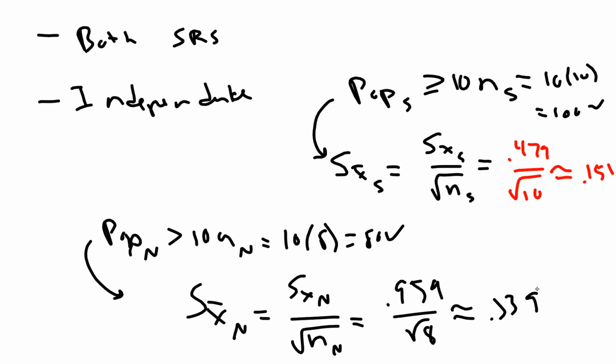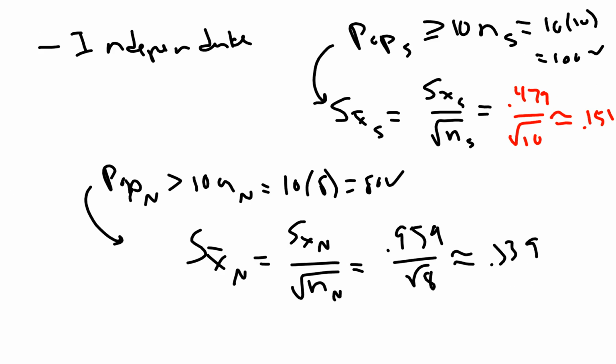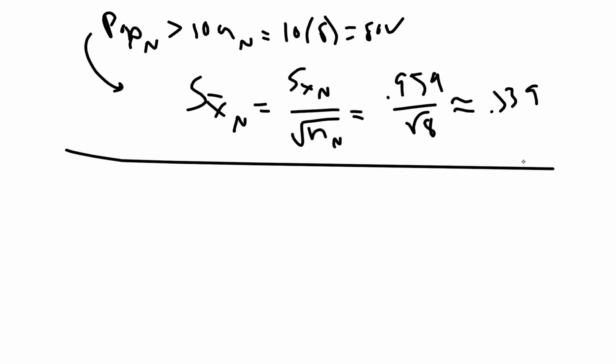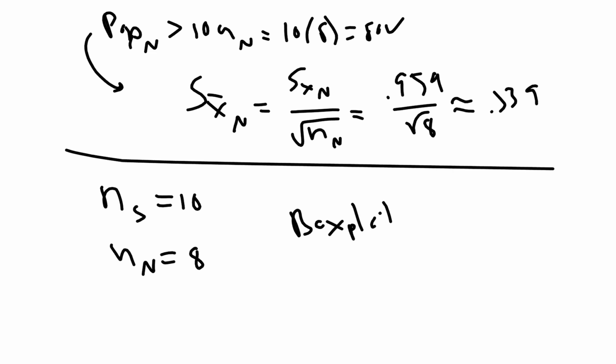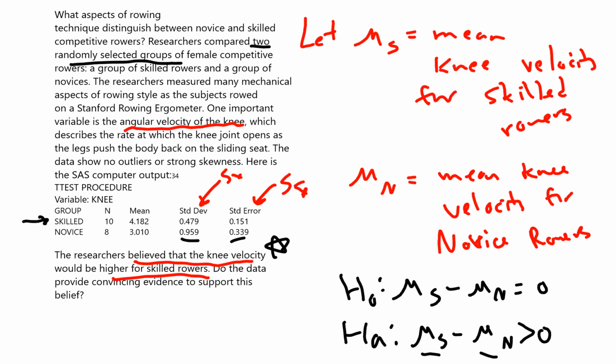Okay, now the final assumption would be that the sample size was greater than 30. We would love that, and then we know it's safe to do our t-test, but we don't have that here. We have n of the skilled rowers is 10, n for the novice rowers is 8. So technically you would need to do box plots. And here's where this problem gave us another little gift, because we read it, it says right here, the data show no outliers or strong skewness.